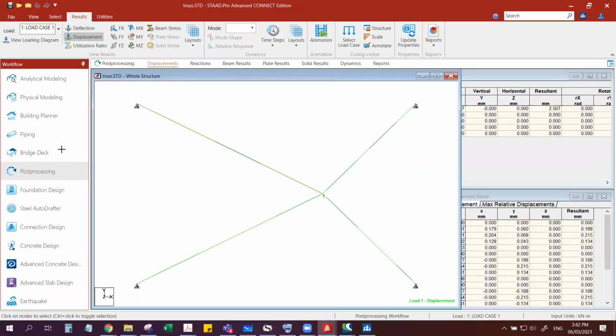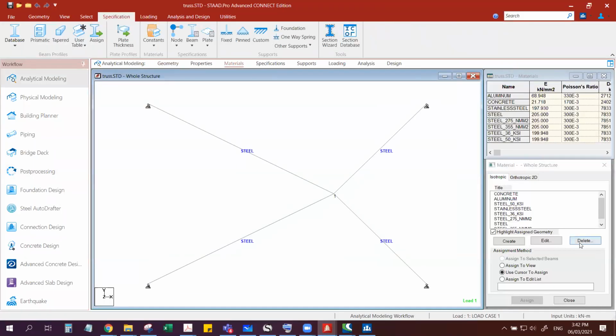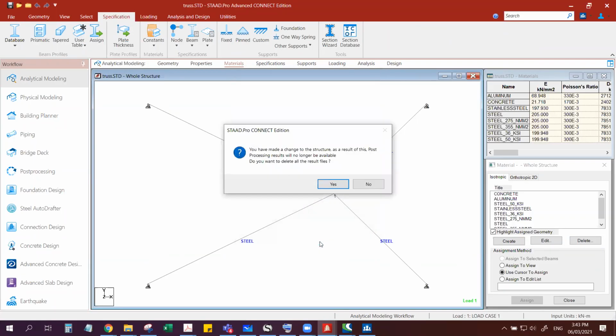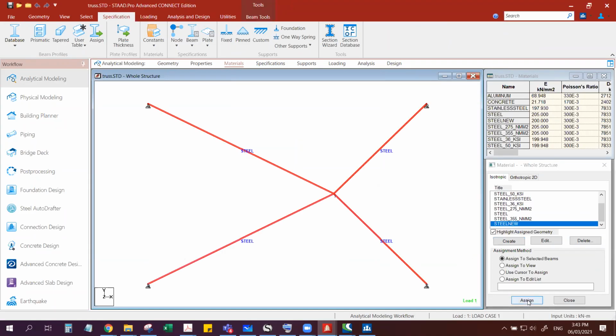Yeah, let's do what sir is saying. Let's define a new material. Okay, so create. I'll choose steel as a default, but use steel new. Then see the default is 205, so it should be 200. And then okay, then yes. Steel new, and then select assign.